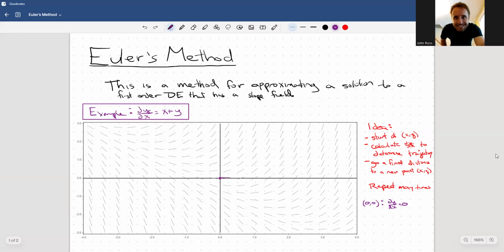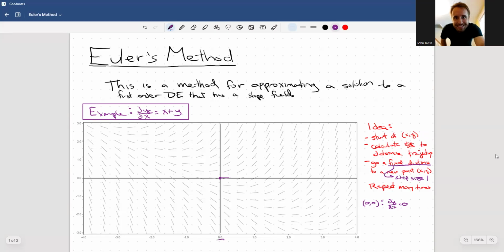Now, this next step allows us to actually start graphing our approximate solution. We are going to take that point and take that trajectory and go a fixed distance forward to a new point, x comma y. So this fixed distance, this is a given, I'm going to call it a step size. And it's specifically a distance in the x direction. So for this example, we're just going to use a step size of 1 to keep it easy, which means that I'm going to take one full step forward in the x direction.